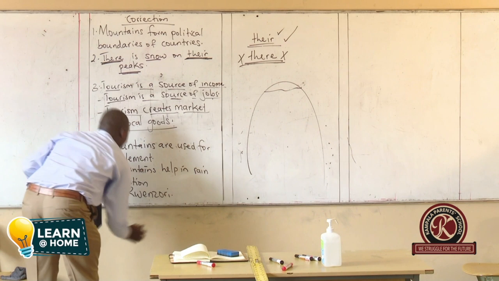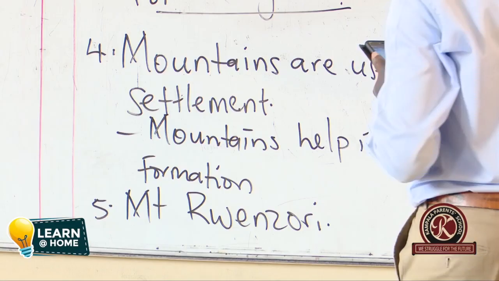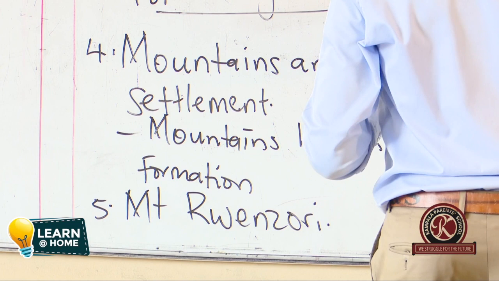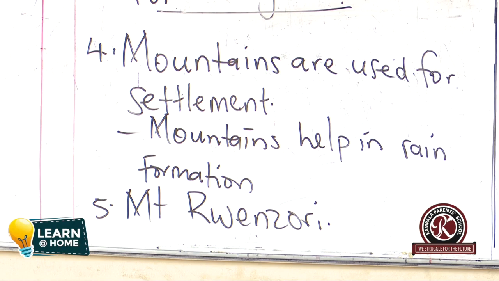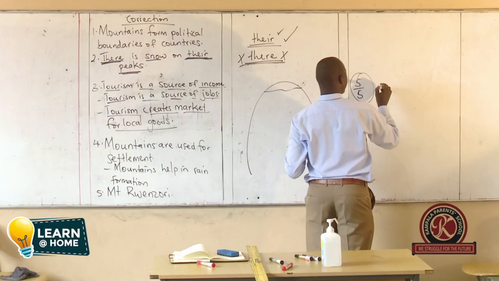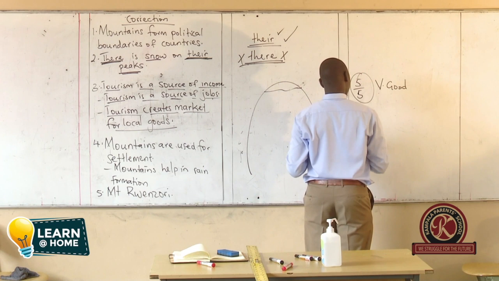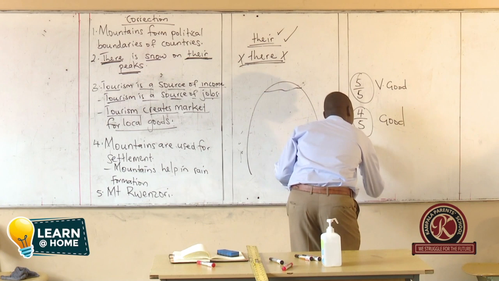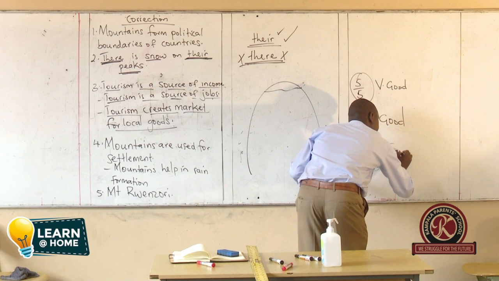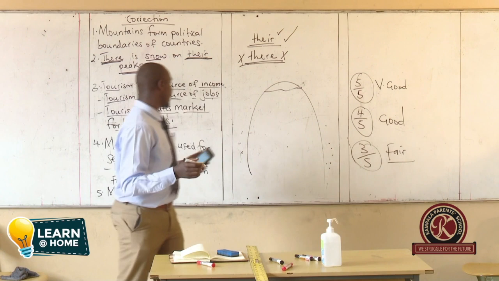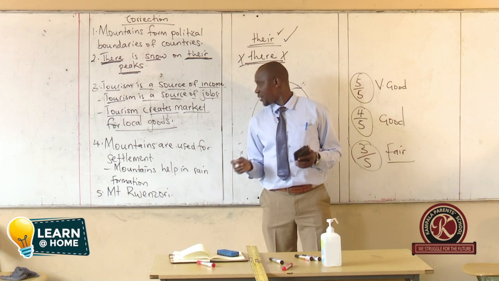That was our work. If you got 5 out of 5, you write 5 out of 5 and put very good, or you can put excellent. If you got 4 out of 5, you also did good work, put good. Then if you got 3 or less than that, you can put fair and you keep trying. Try as much as you can to use good handwriting. There are some of you who are submitting work, but the handwriting is not good. Try to write well.